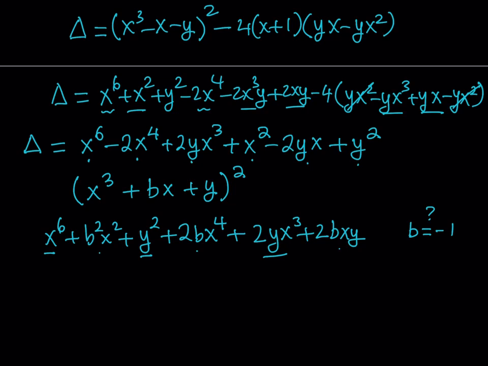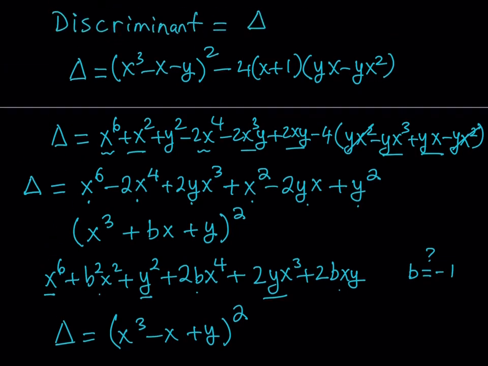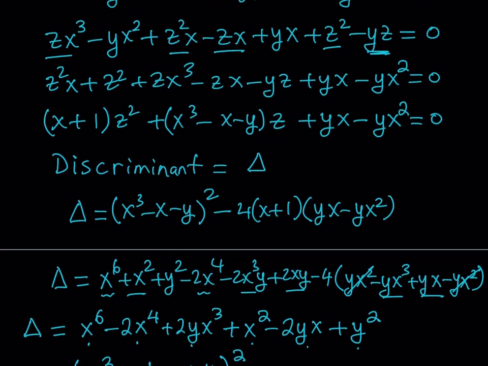Then this means that b is -1, which means our discriminant is equal to x cubed minus x plus y quantity squared. Beautiful. Now, this is my discriminant, so I still have to solve the equation, but the rest should be fairly easy, right? Hopefully.